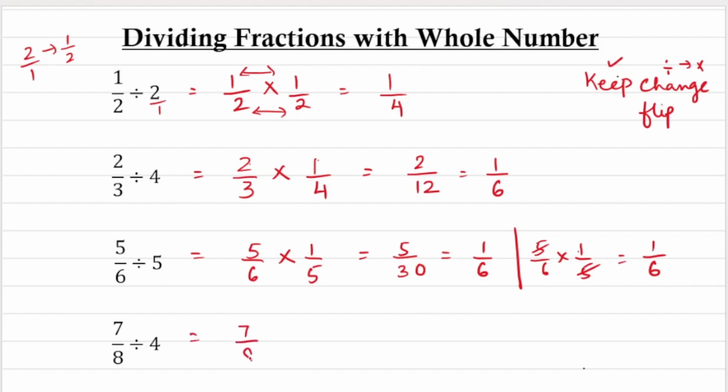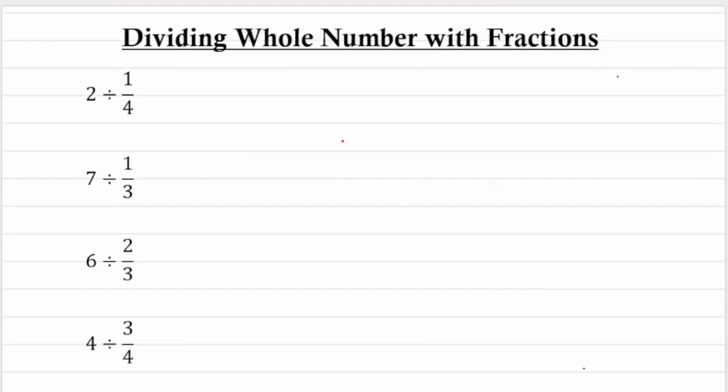7/8 multiplied by the reciprocal of 4, which is 1/4, and it becomes 7 over 32. This was the case of dividing fractions with the whole number. Now we will do the case when we are dividing a whole number with the fractions.